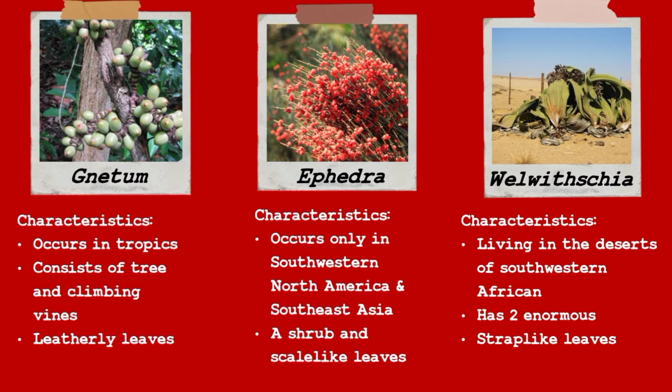The first one is Gnetum. It occurs in the tropics and consists of trees and climbing vines. As you can see here, there are climbing vines and leathery leaves. Second one is Ephedra. Ephedra occurs only in southwestern North America and Southeast Asia. Ephedra is a shrub with scale-like leaves. And the last one is Welwitschia, which lives in the desert of southwestern Africa and has two enormous strap-like leaves.